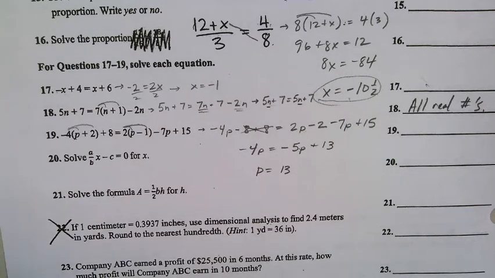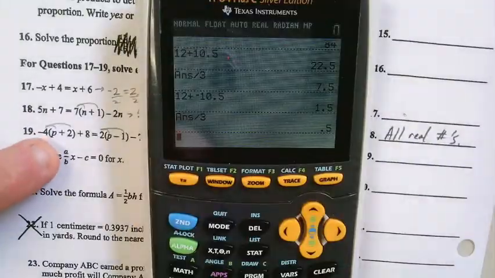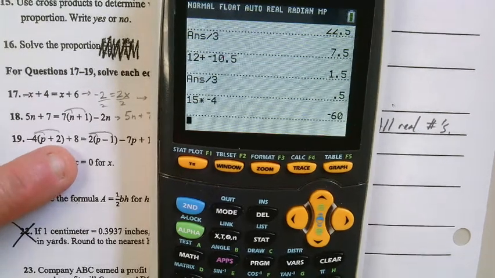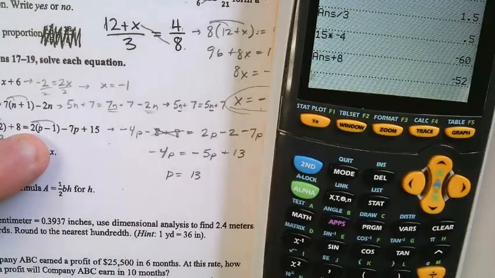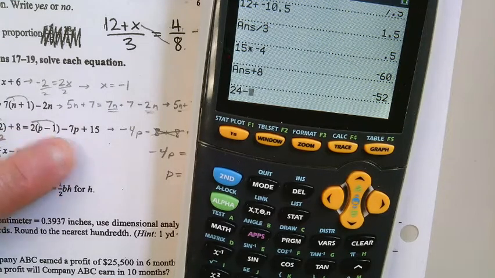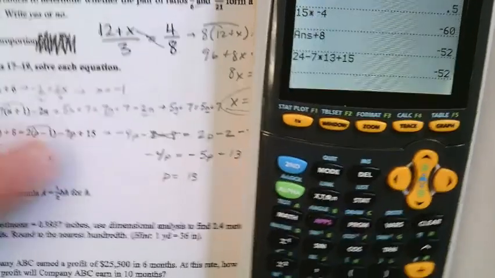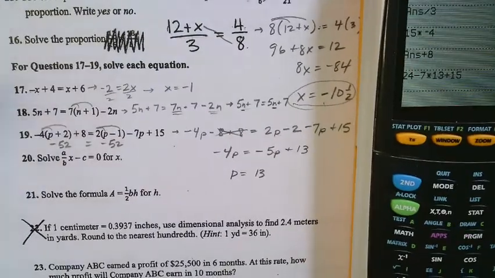Let's see here. If I plug that back in, let's just check this real quick. On the left-hand side, we have 13 plus 2 is 15. Right, 13 plus 2 is 15. 15 times negative 4 plus 8. So negative 52 on the left-hand side. Okay. 13 minus 1 is 12. So 2 times 12 is 24. Minus 7 times 13 plus 15. Negative 52. Okay. So in the end, they're still equal. See that they're equal. And we've done a good job solving that problem there, okay?